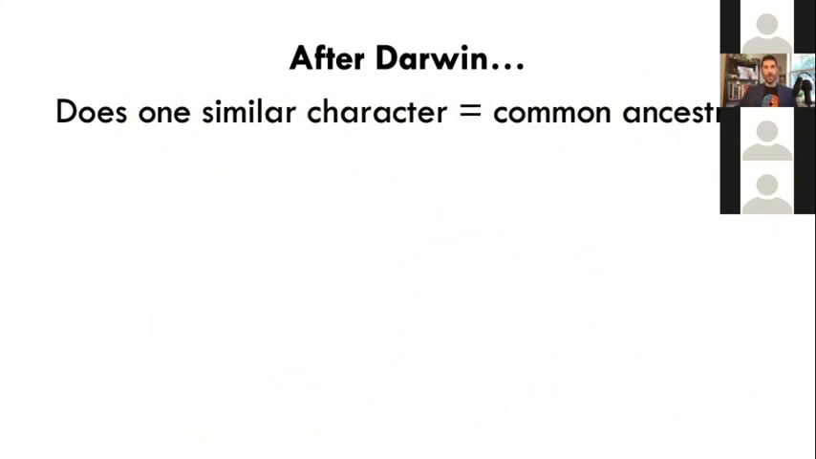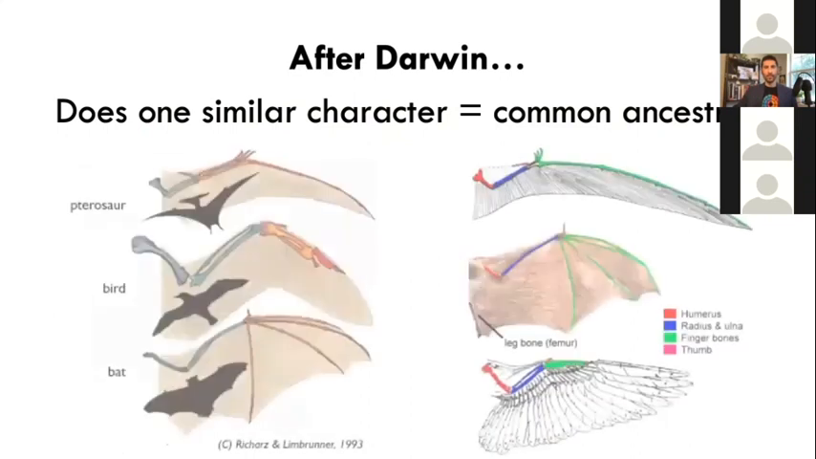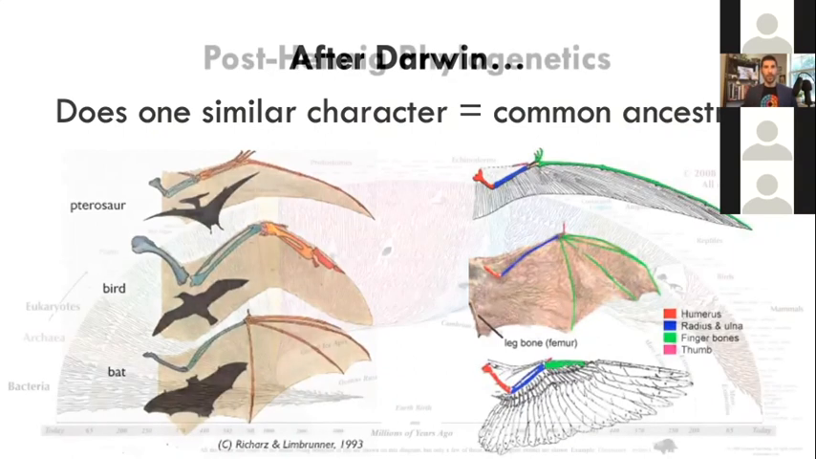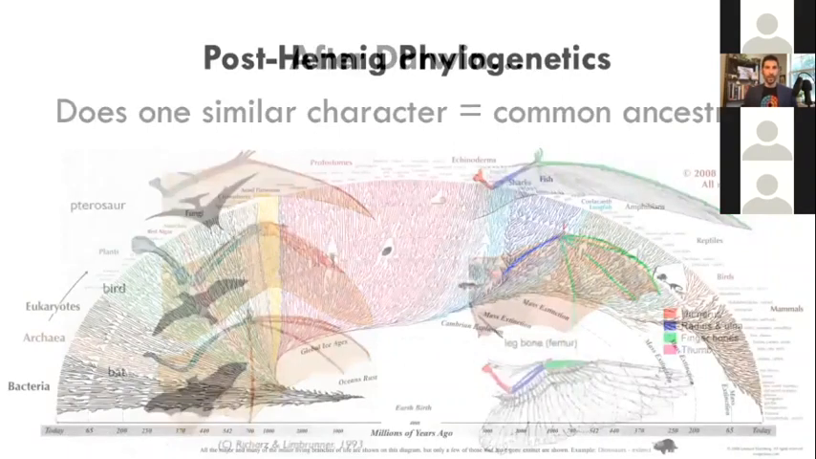So does one similar character mean necessarily that there's common ancestry? Well, we can think of cases where this is not the case. With pterosaurs, which would be like pterodactyls, birds and bats, they all share wings, but they're not actually each other's closest relatives. And you can think of the same sort of thing with homoplasy, which we'll talk about later. Those are characters that evolve more than once. So eventually over time, we build these large phylogenies.